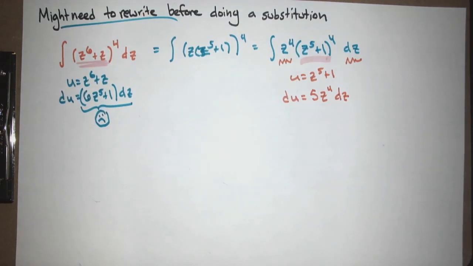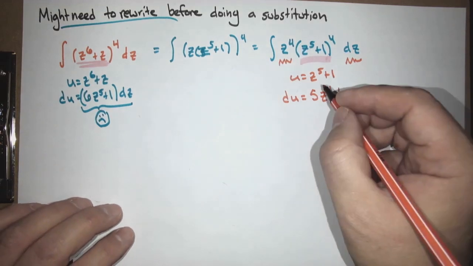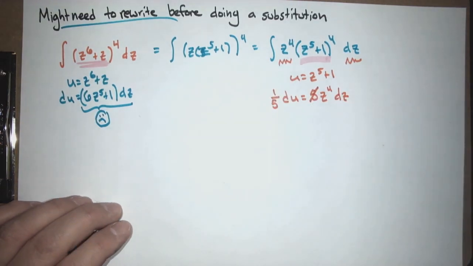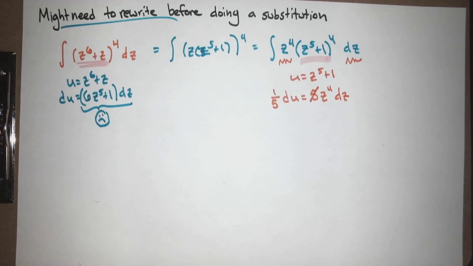have that 5. But what do we know about 5? It's a constant. It's a 5. And constants are easy to move around. Now, there's a couple of schools of thought. Here's my school of thought. I'm going to use my advanced marker technology and divide both sides by 5. So that I can say 1/5 du is z to the 4th dz.